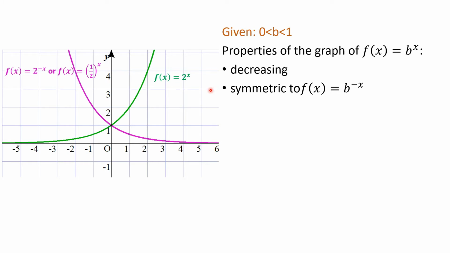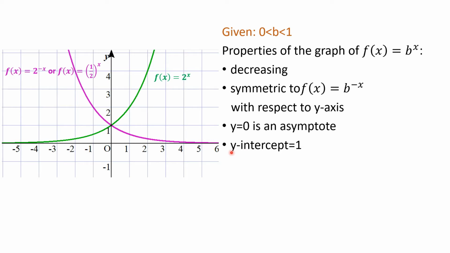Next property, the graph is symmetric to f of x equals b to the negative x with respect to the y-axis. Notice that these two are symmetric to each other with respect to the y-axis. So if b are the same and their exponents have different signs, they are symmetric with respect to the y-axis. Third property, y equals 0 again is an asymptote. So if we zoom this in, you will notice that the curves get closer and closer to y equals 0 or the x-axis. Also this purple curve gets closer and closer to the x-axis, but each of them will never intersect the x-axis or the graph of y equals 0. So that is an asymptote.